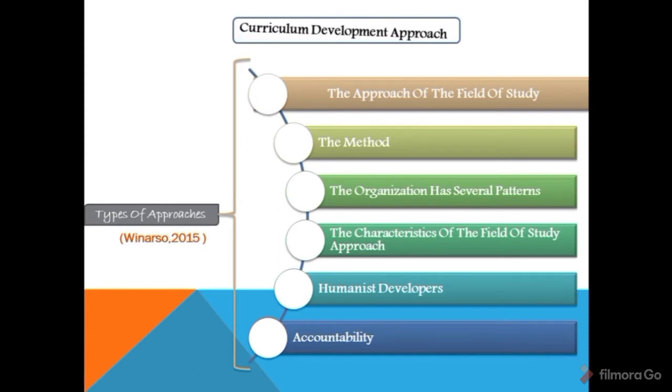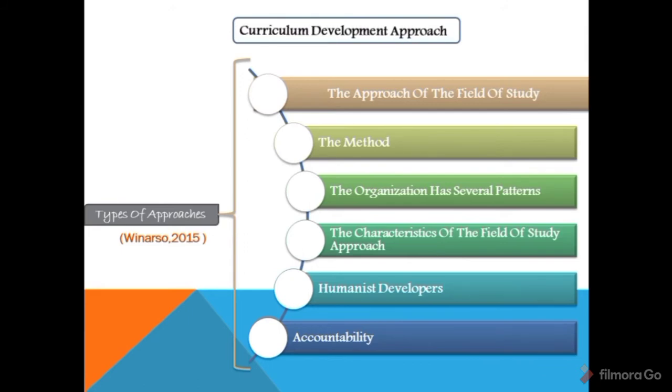Fifth, according to the humanist developers, the curriculum is feasible for the students and private students who are selected. According to Winnerso, there is access to accountability, which means clear and readable. This means that it is the way all students can be accommodated.